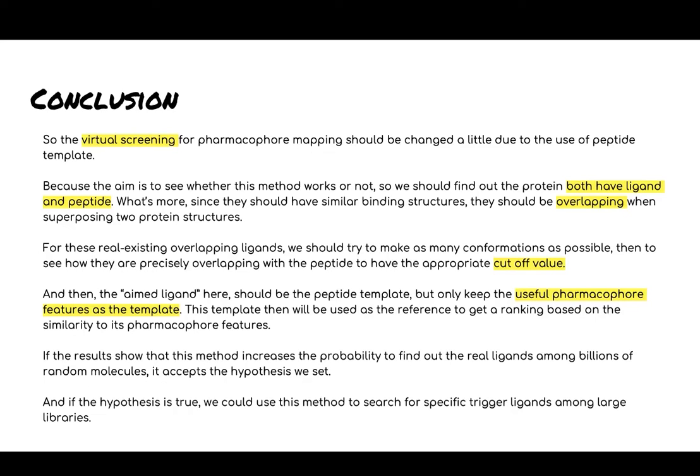For these real existing overlapping ligands, we should try to make as many conformations as possible, then see how precisely they overlap with the peptide to get the appropriate cutoff value. And then the aimed ligand here should be the peptide template, but only keep the useful pharmacological features as the template. This template will then be used as a reference to get a ranking based on the similarity to its pharmacological features. If the results show that this method increases the probability of finding the real ligands among billions of random molecules, it accepts the hypothesis we set. And if the hypothesis is true, we could use this method to search for specific trigger ligands among large libraries.